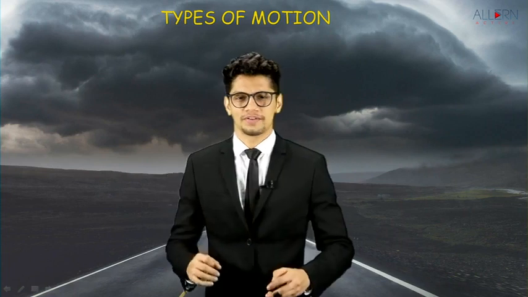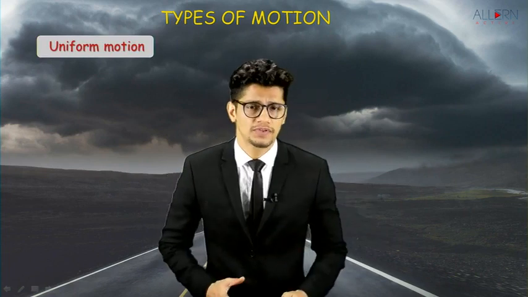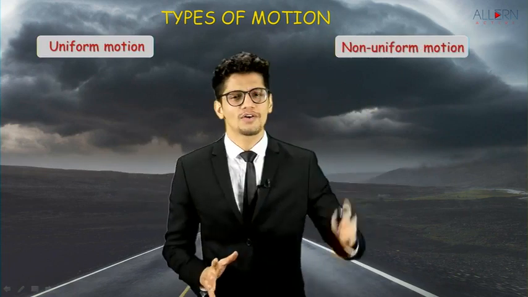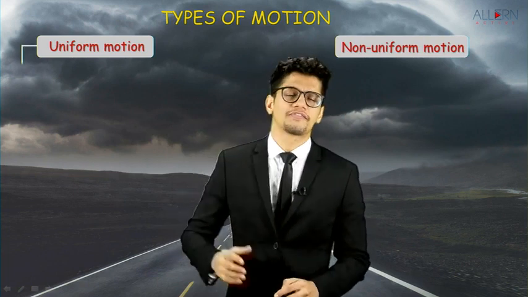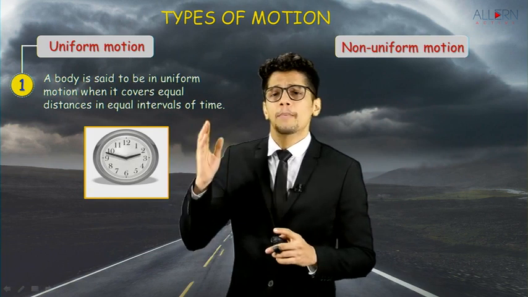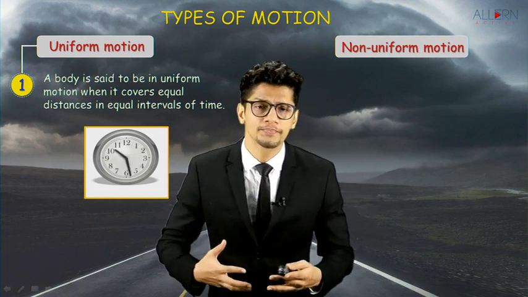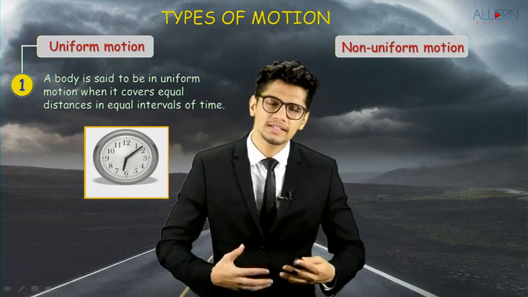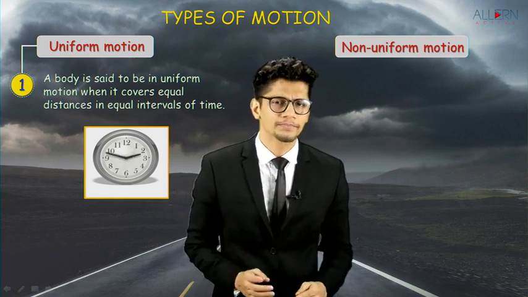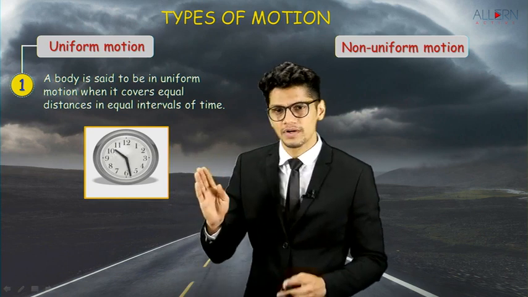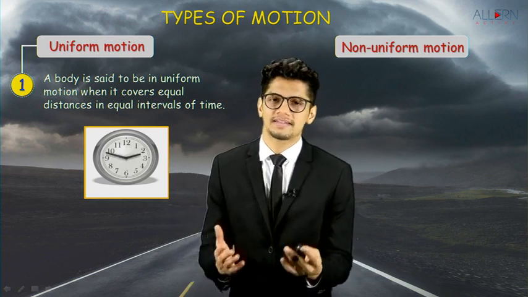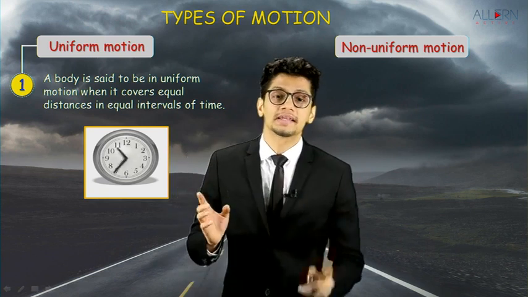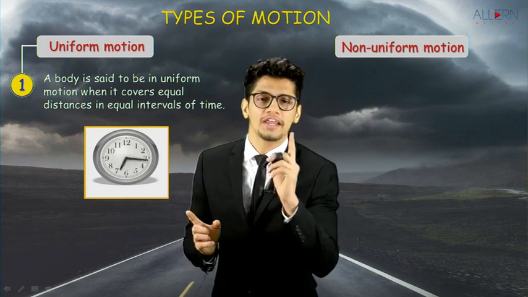So now that we have understood the technical definition of motion, let us understand types of motion. And we have two types of motion with us, that is uniform motion and non-uniform motion. Now what is uniform motion? Let us see the definition first. The definition says a body is said to be in uniform motion when it covers equal distances in equal intervals of time. Now if you see the example over here, we know that the hands of the clock cover equal distances in equal intervals of time. That means the hands of the clock are in uniform motion.